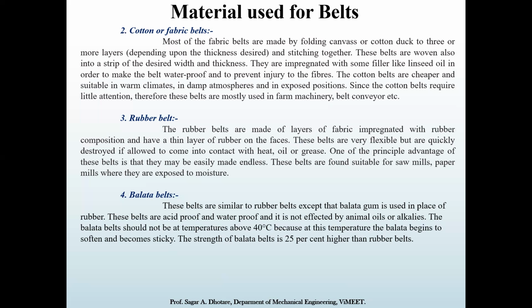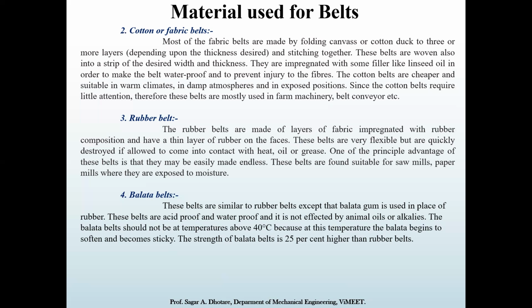So the principal advantage of these belts is that they may be easily made endless. Normally we use rubber belts with a circular join, which is not what you can call endless. These belts can be made directly endless and installed directly over the pulleys. They are normally found in sawmills and paper mills, where they are exposed to moisture.